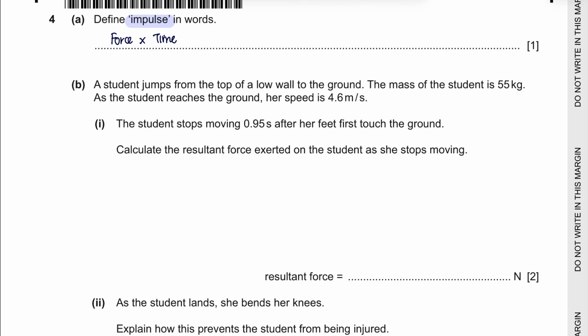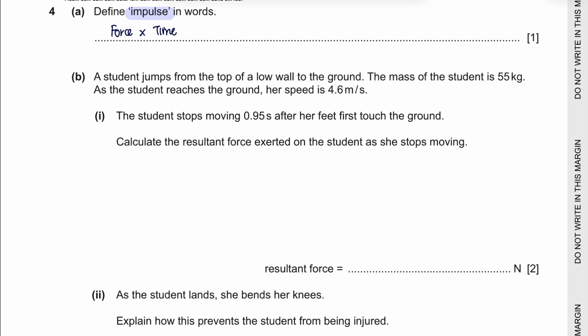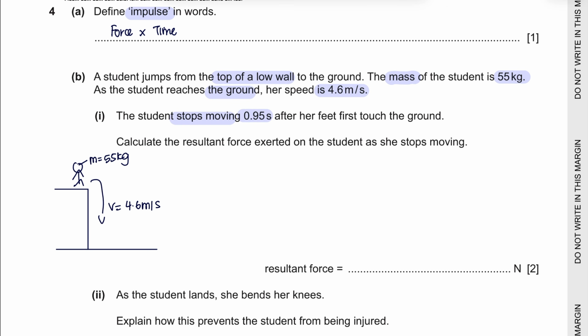Next question, part B. A student jumps from the top of a low wall to the ground. The mass of the student is 55 kilograms. As the student reaches the ground, her speed is 4.6 meters per second, and the student stops moving 0.95 seconds after her feet first touch the ground. So her final velocity is 0 meters per second, and to reach this, it took her 0.95 seconds.